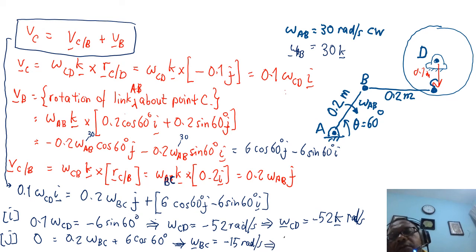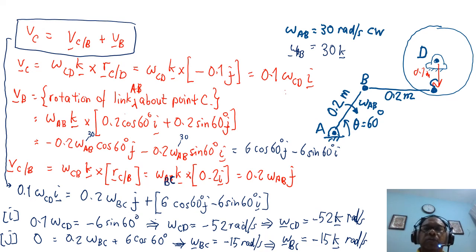So we can write the vector equation: omega BC equals minus 15 K radian per second. So that's the answer to the whole question. Even though it doesn't ask you about CD, we got BC and we also got CD.